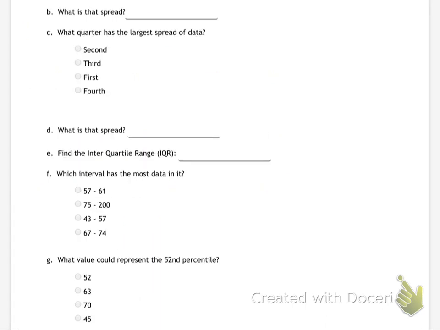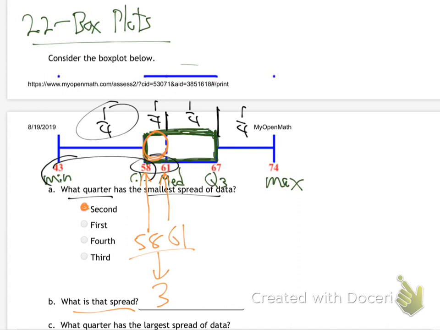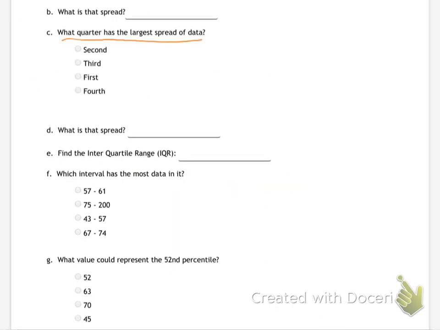Now, next comes question C. What quarter has the largest spread of data? Yeah, it looks like the first is the widest, doesn't it? How wide is that first? It goes from 43 to 58. So the first is the widest, and that goes from 43 to 58. So subtract those. 58 minus 43. Get a 15 spread.